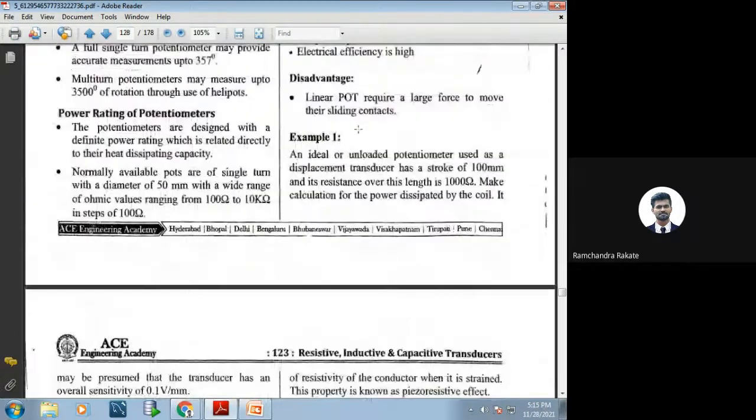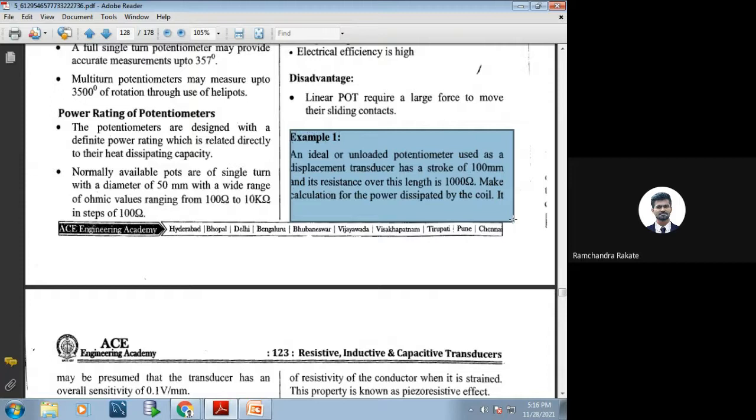Okay, let us solve this example so you will understand. An ideal or unloaded potentiometer is a displacement transducer which has a stroke of 100 mm, and its resistance over its length is 1000 ohm. Make the calculation for power dissipated by the coil. It may be assumed that the transducer has an overall sensitivity of 0.1 volt per mm. So this is what they have given.